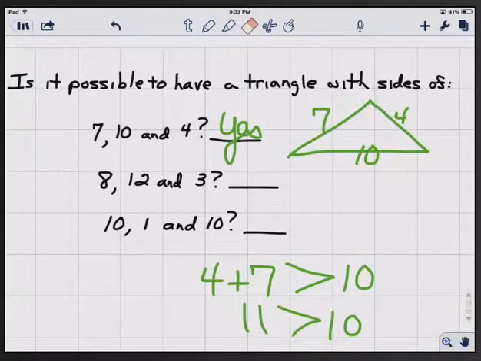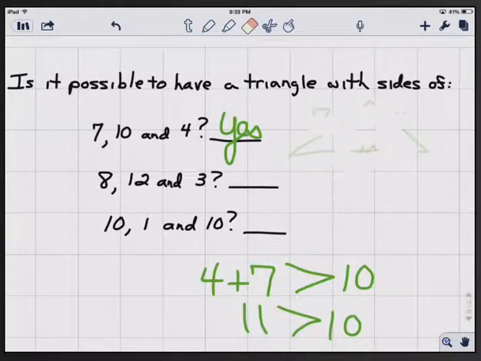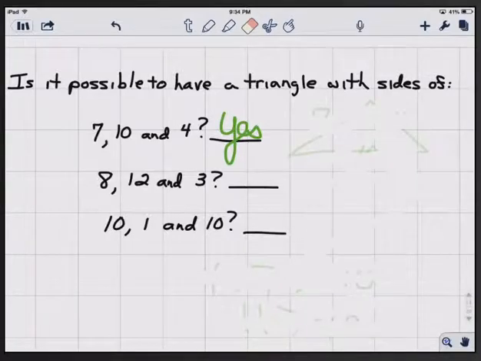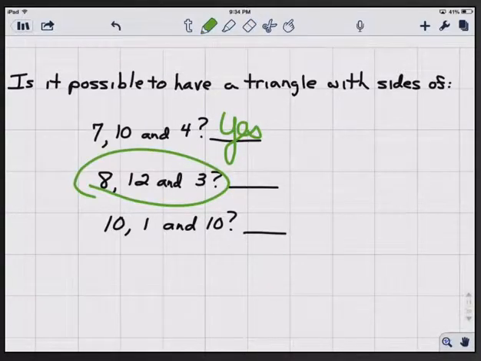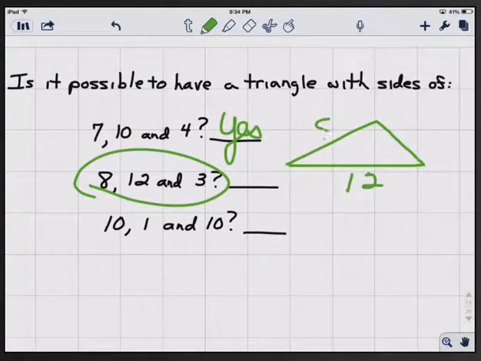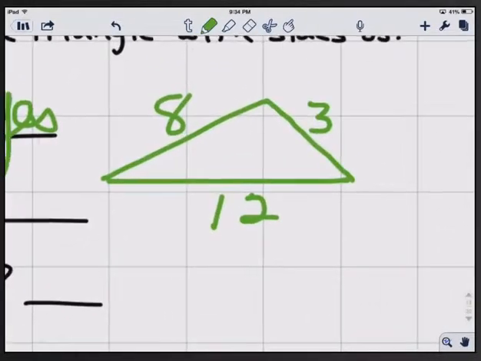And now I think when you see a problem where the answer is no, it's not possible, it's easier to understand. You have 8, 12, and 3. I'm going to draw the diagram this way. 8, 12, and 3. So I'll put the 12 down here, the 8, and the 3. So I want you to consider this like a road map.